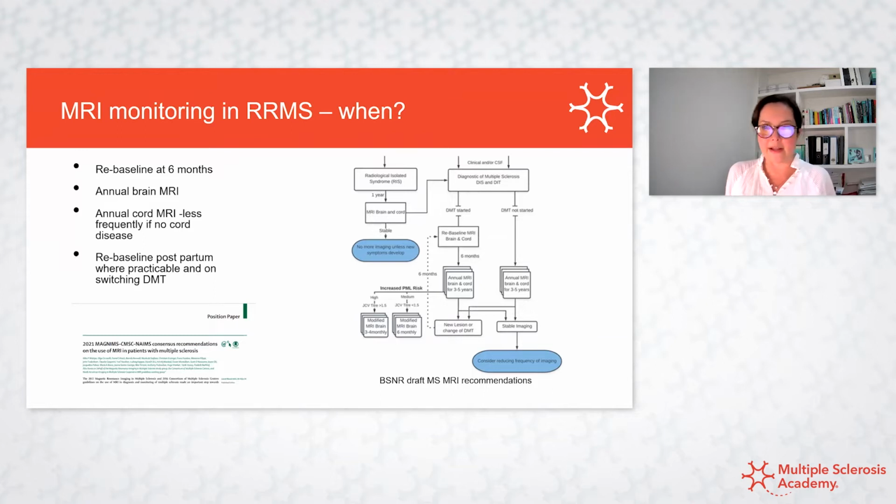Other times to think about rebaselining: it's important to try and get a rebaseline MRI postpartum, because this is an unstable time where disease can become unstable. So it's very useful if you can get an early postpartum MRI, but this isn't always practical. And also on switching treatment, it's good to rebaseline as well, for exactly the same reasons as you rebaseline in the first place. And all of these recommendations are in keeping with the consensus paper that came out last year, the consensus between MAGNIMS, the consortium of MS centres, and the North American Imaging and MS groups.